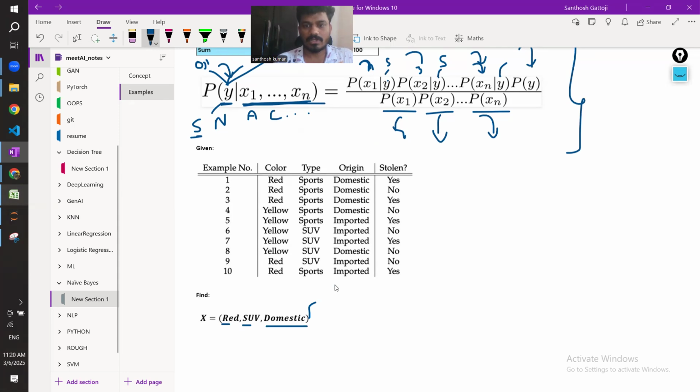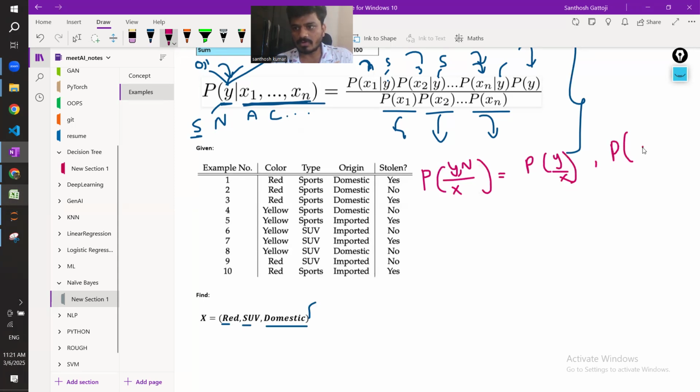Clear. So over here, if you write, it means what is the probability of Y given X? X is given. Then what is the probability of Y, that is, stolen or not? So this will be yes or no. For this, I need to calculate two things: the probability of yes given the features, and also the probability of no given the features.